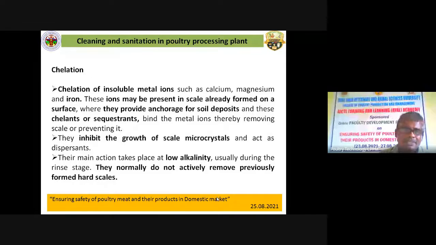Further, these chelating agents or sequestrants prevent the formation of microcrystals. Because, for example, if there is calcium ion, every day it goes on depositing. One calcium ion binds with another, and so on it goes. Thereby they form a scale of microcrystals. So these chelating agents prevent the growth of such scale microcrystals, thereby preventing the extensive formation of microcrystals on the food processing surface or food contact surface. Generally, this chelating action of chelants and sequestrants takes place at low alkalinity, and further, if they are hard formed scales, they cannot be removed by these chelants or sequestrants.